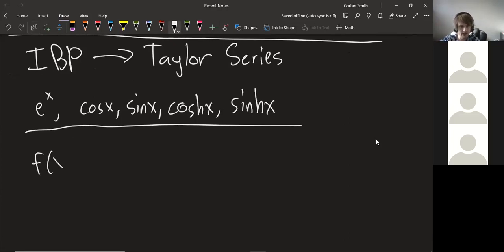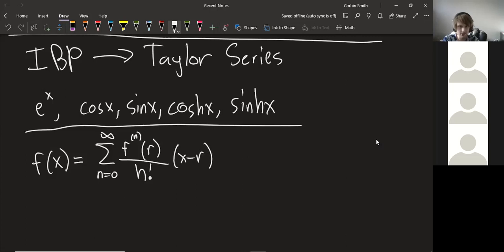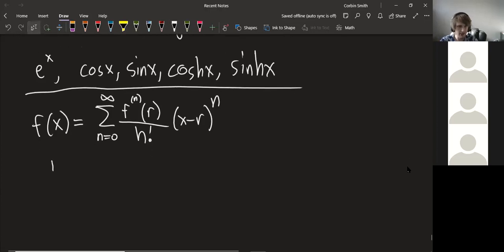So let me just remind you that the Taylor series of a function centered at r, some number r, is the series from n equals 0 to infinity of the nth derivative of f evaluated at r divided by n factorial times x minus r to the n. So let's just verify actually that this is a Taylor series.